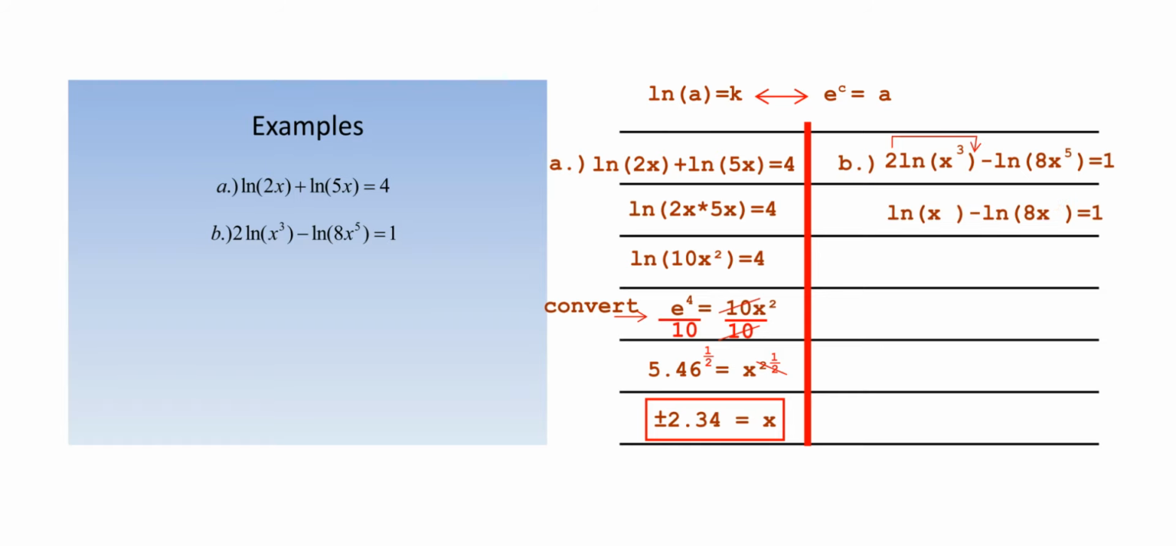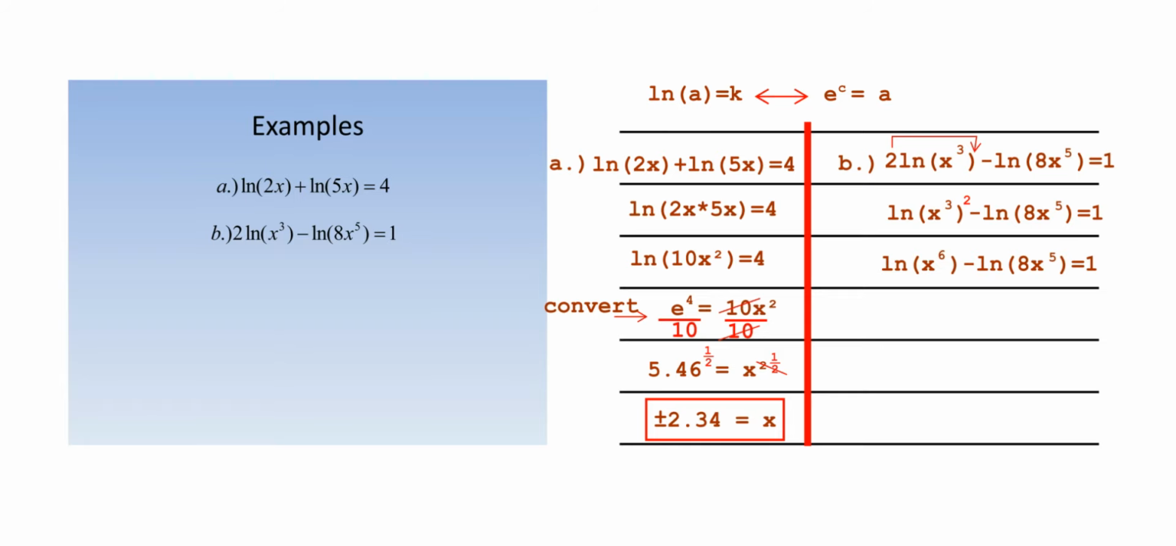So raising it up then, we have ln of x to the 3rd raised to the power of 2 now, minus ln of 8x to the 5th equals 1. So ln of x to the 3rd, 3 times 2 equals the power over power, agreed? So you distribute in the exponent. So 3 times 2 gives us 6. So we have ln of x to the 6th minus ln of 8x to the 5th equals 1.